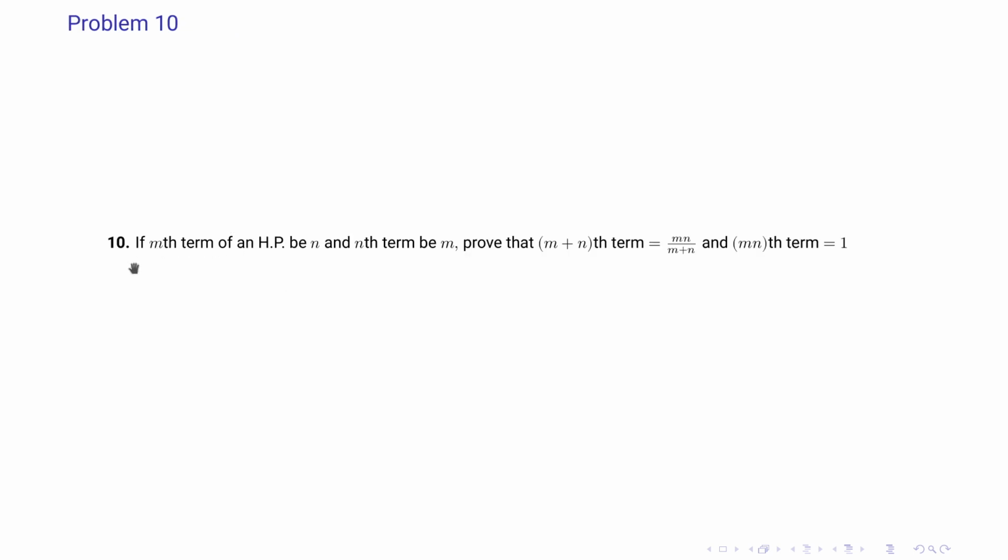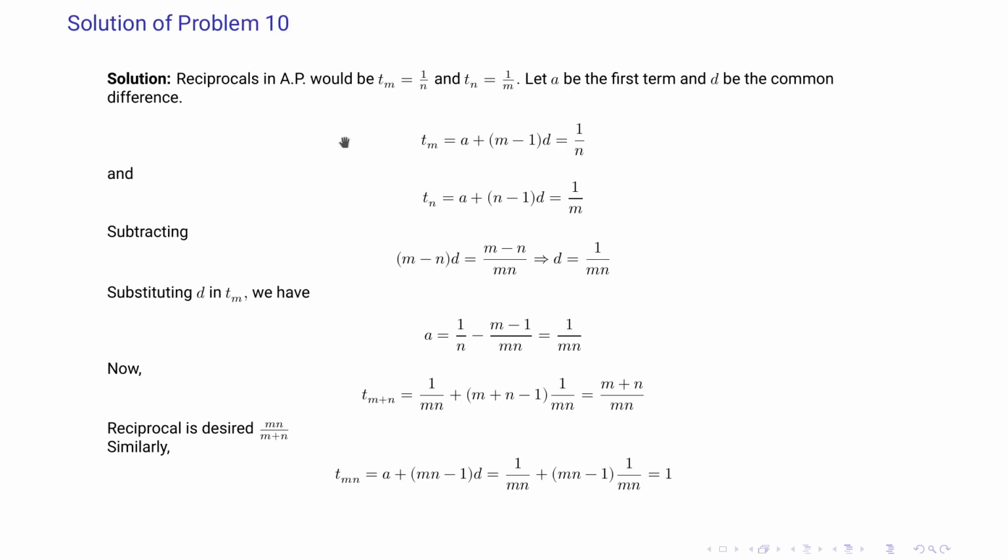Problem number 10 says that if mth term of an HP be n and nth term be m, prove that m plus nth term is equal to mn by m plus n and mnth term is equal to 1. So we have an AP where mth term is 1 by n and nth term is 1 by m. We let A to be the first term and D to be the common difference. Therefore, Tm is equal to A plus m minus 1 into D is equal to 1 by n. And nth term is A plus n minus 1 into D is equal to 1 by m.